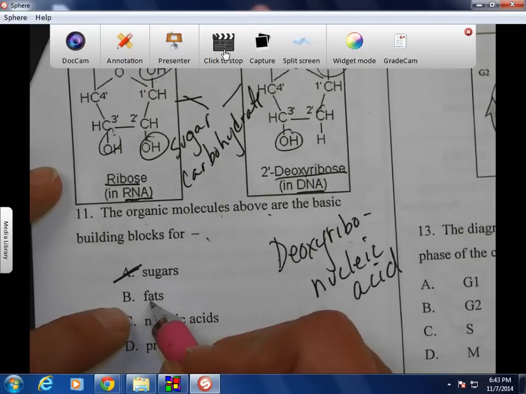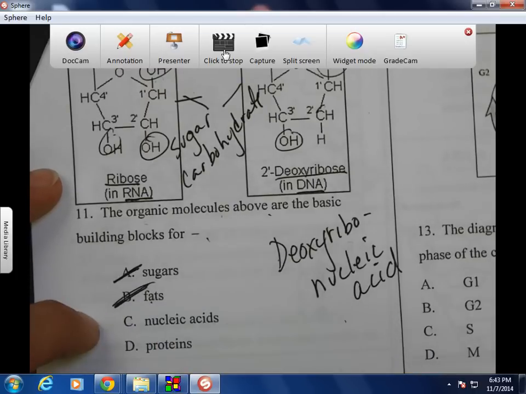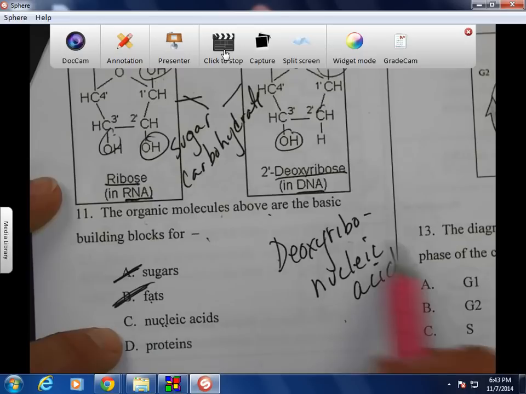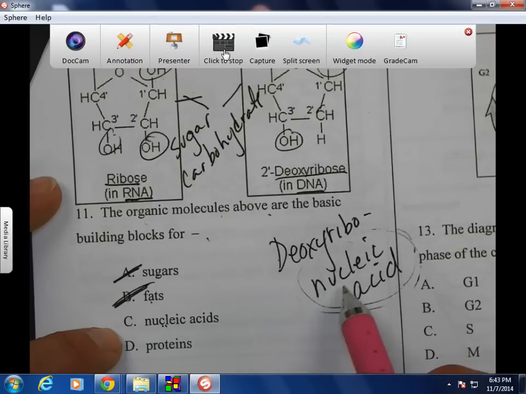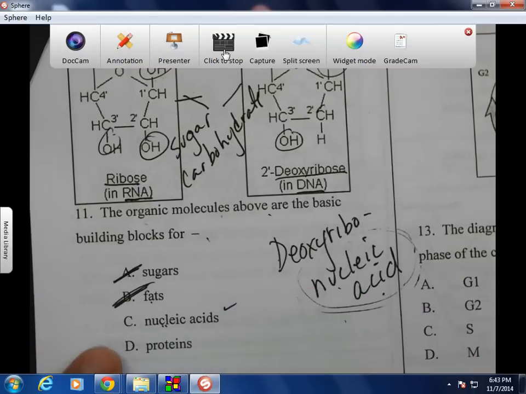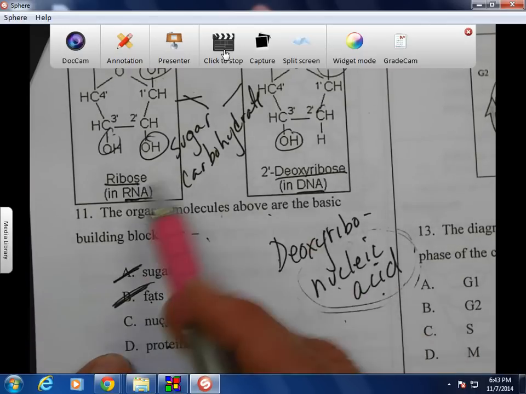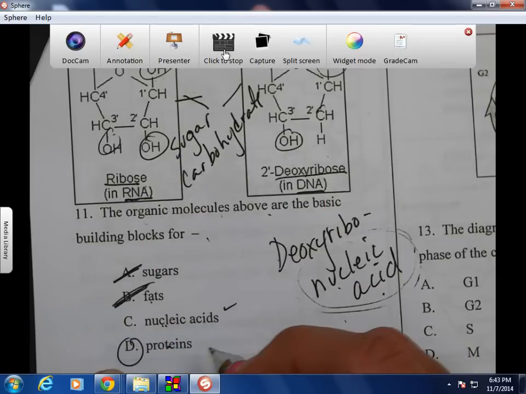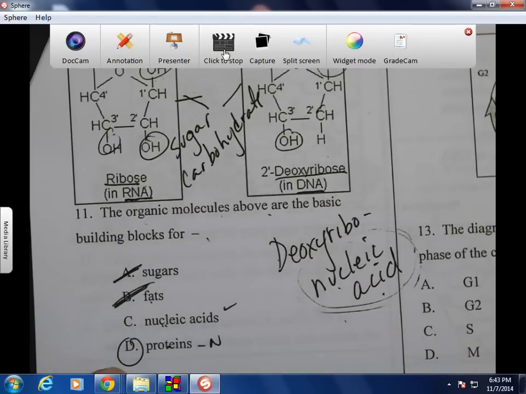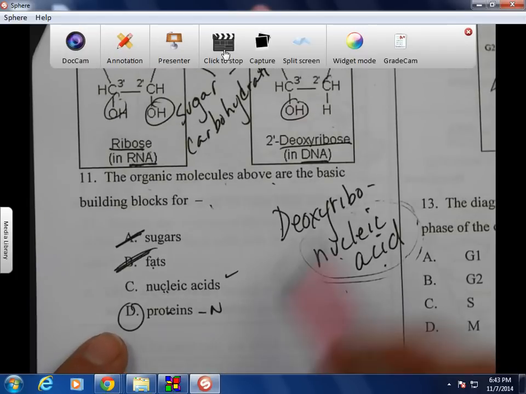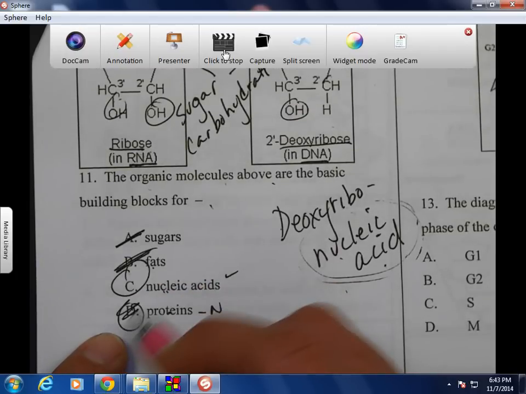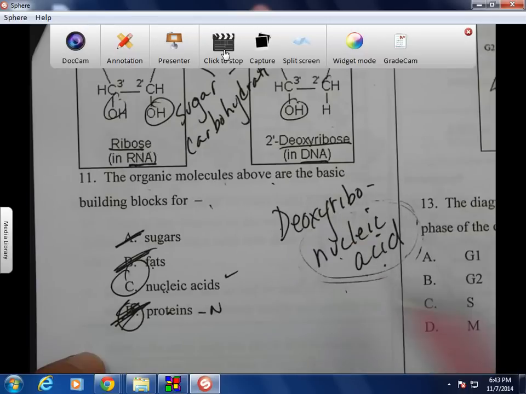It's not a building block for fats. Those are lipids. Nucleic acids. Yep, it's a nucleic acid, deoxyribonucleic acid. So I'm going to hold on to that one. And is it a building block for proteins? No, because proteins need to have a nitrogen, and it doesn't have a nitrogen. So C is the correct answer, nucleic acids.